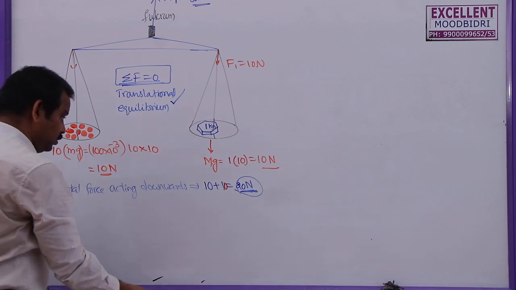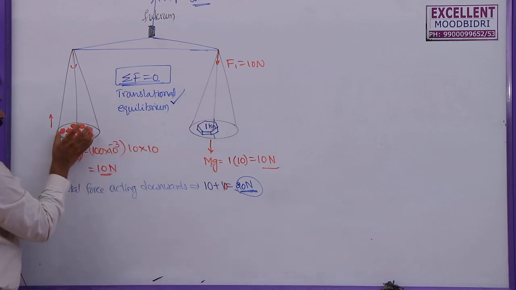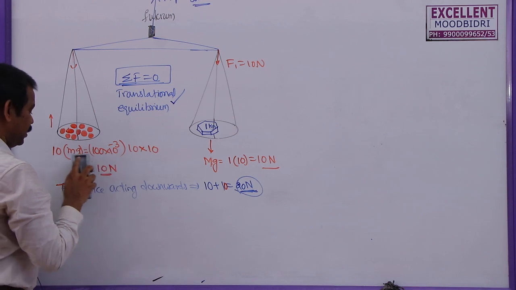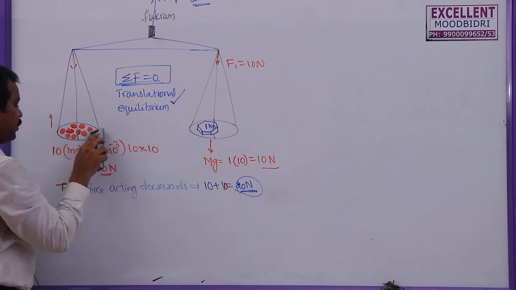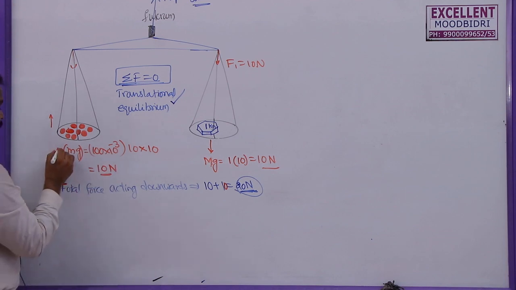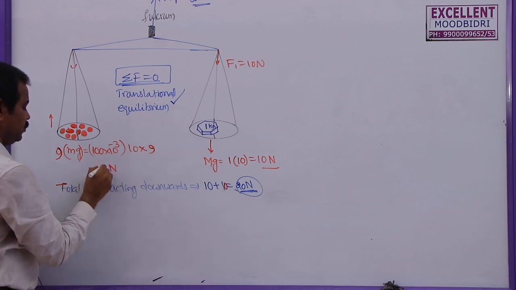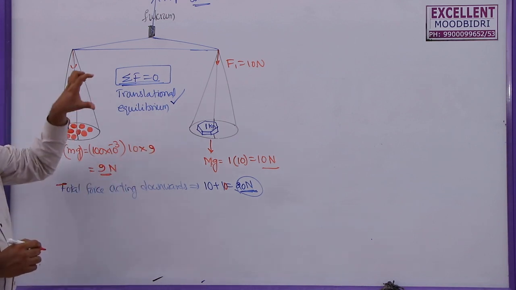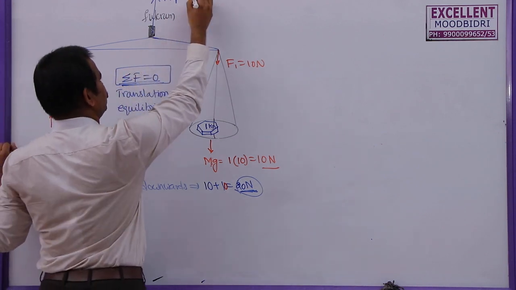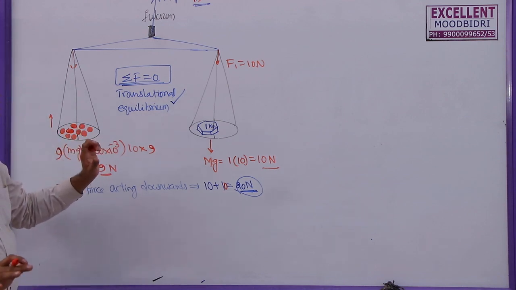Now, if the mass in this pan is slightly less than in this pan, let us say this is 1 kg, and let us say in this there are only 9 tomatoes. Let me erase one tomato here. Let us say this is only 9 tomatoes. So this will become 9 mg, which is equal to 9 Newtons. We can keep this in translatory equilibrium by applying only 19 Newtons force here. But this is not in complete mechanical equilibrium.